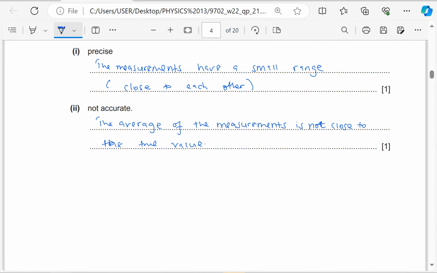So the true value is the expected measurement. Let's say you are doing an experiment to determine the acceleration due to gravity, and you know that the true value of acceleration due to gravity is 9.81. If you take repeated measurements and the average is very close to 9.81, then we say the measurements are accurate.